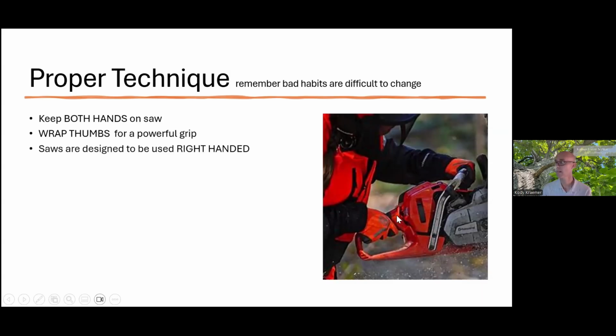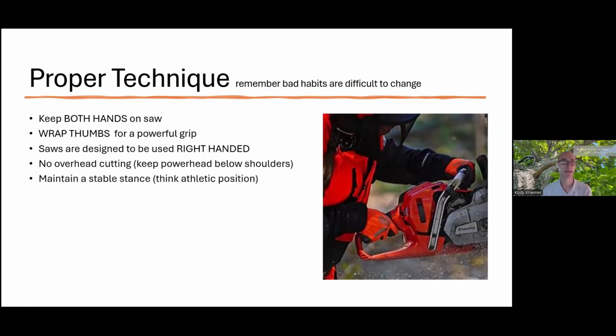We need to have our right hand on the throttle and our left hand on the forward handle. Notice the grip here. The thumb is underneath and the thumb is wrapped around with both hands. It says in the ANSI standards that no part of the chainsaw should be above shoulder height. So we shouldn't be doing any overhead cutting.